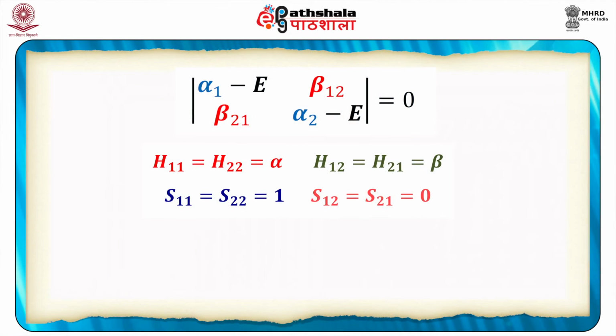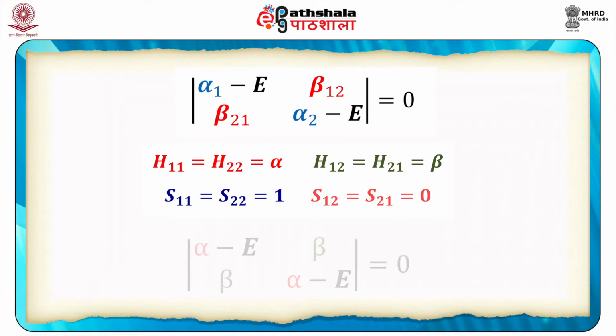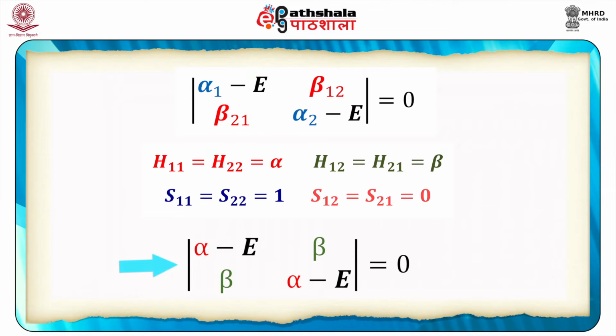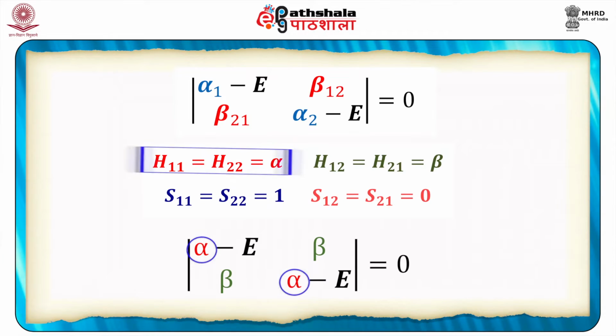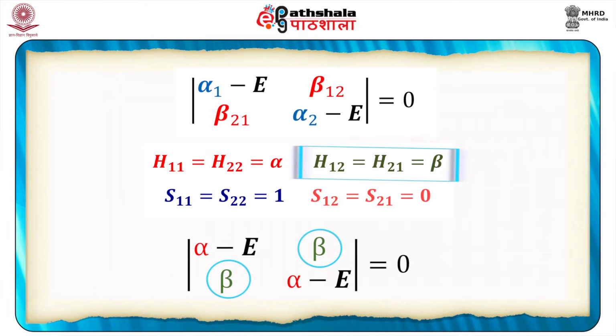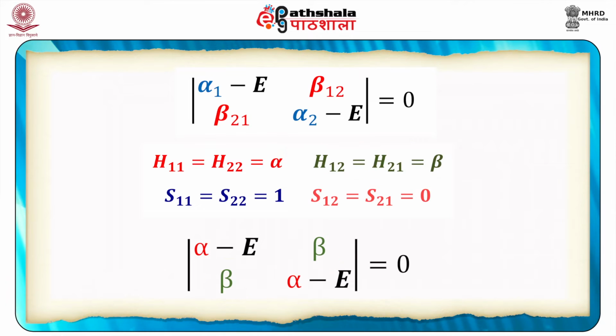You can see here the secular determinant now looks like alpha minus E, beta; beta, alpha minus E; this determinant is equal to 0. Here alpha, as you already know, is basically the Coulomb integral, which is assumed to be the same for all the carbon atoms. And beta is the resonance integral, which, as you can see here, for carbon atoms which are directly connected has the value of beta, and for those carbon atoms which are not directly connected, it is assumed to be 0. Now, the whole problem in HMO basically reduces to solving this secular determinant.